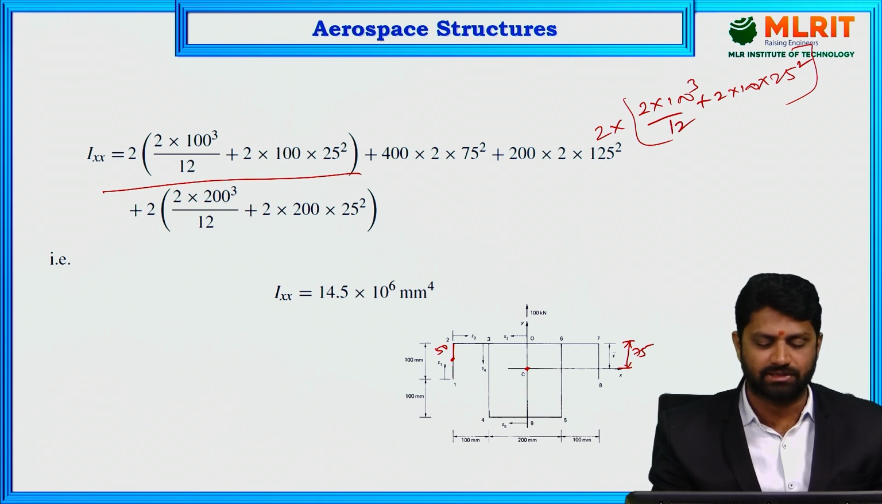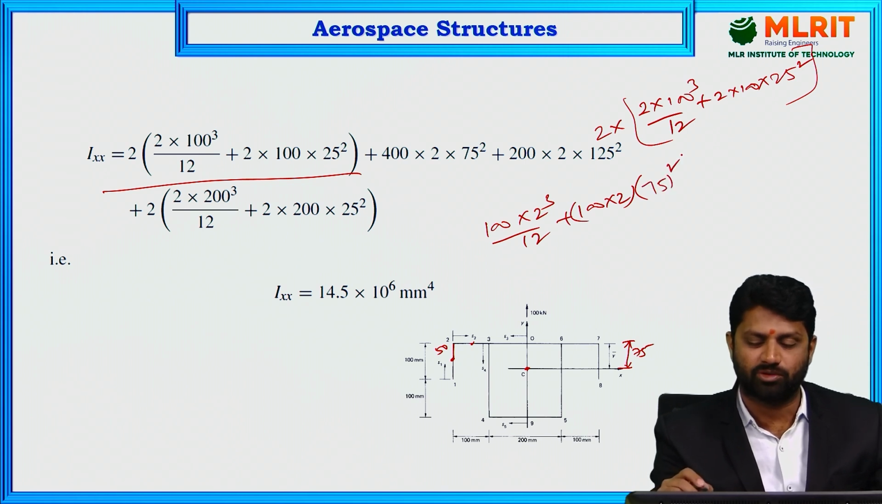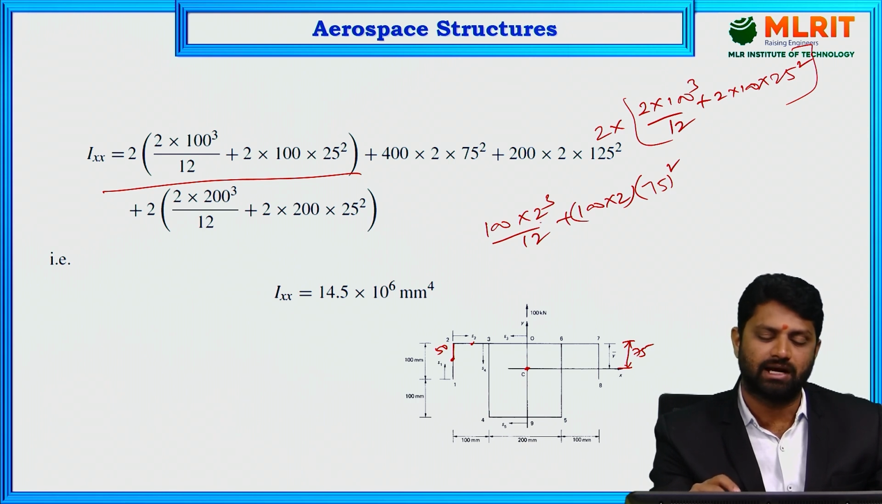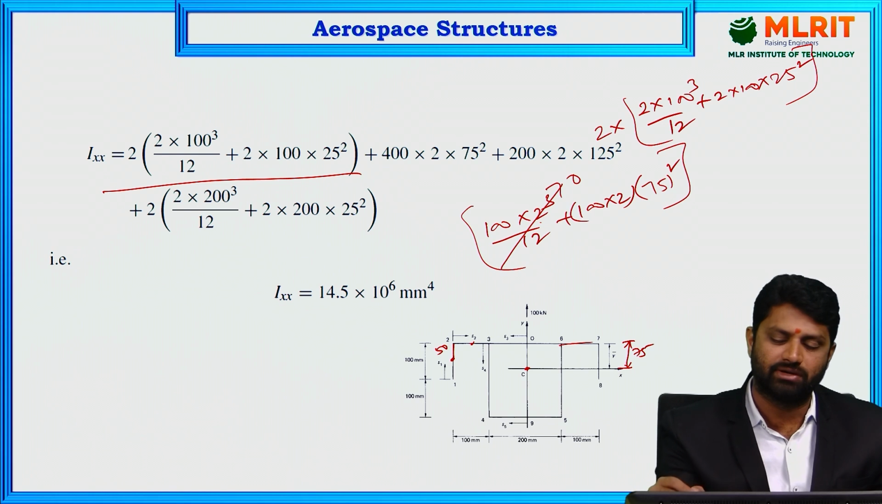And next, if you try to write for 2 3 in a similar manner, you again write BD cube by 12, where B is nothing but 100, then 2 cube by 12, plus 100 into 2 as the area, and its distance from the centroid of this one to the total figure centroid is 75. So you write 75 square. But the problem here is the 2 cube: 2 is a very small thickness, so its cube can be neglected in the analysis and substituted as 0. And like that you got another panel, 2 3, that is nothing but 6 7, and you can multiply by 2.